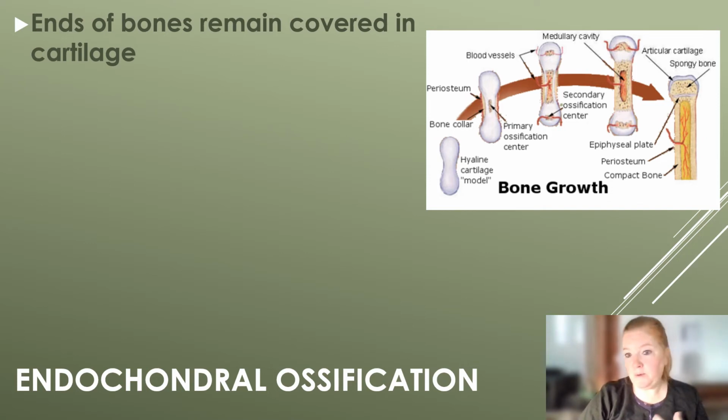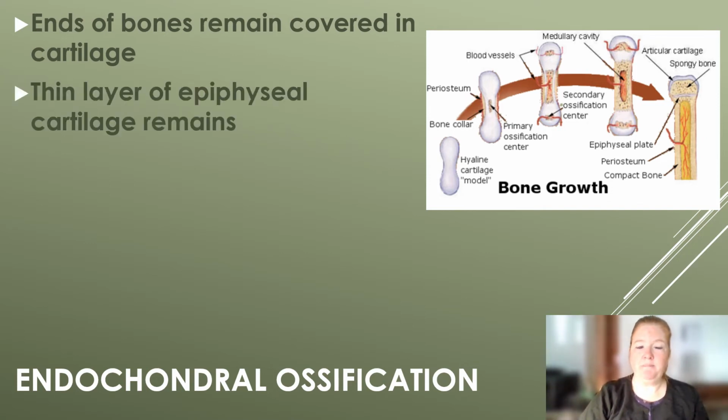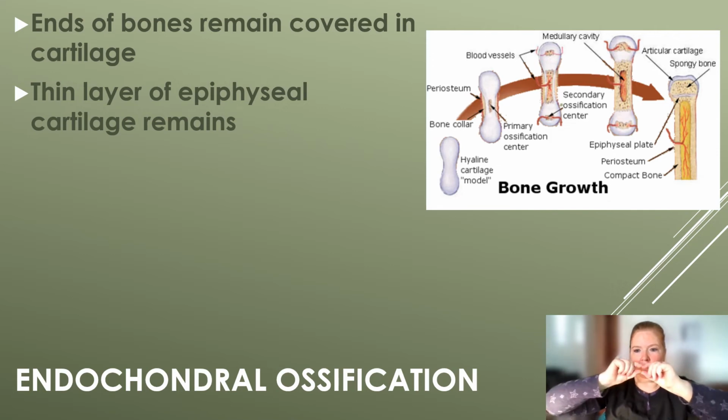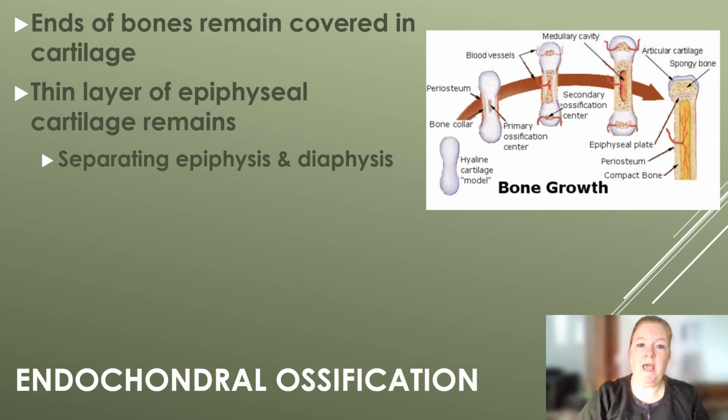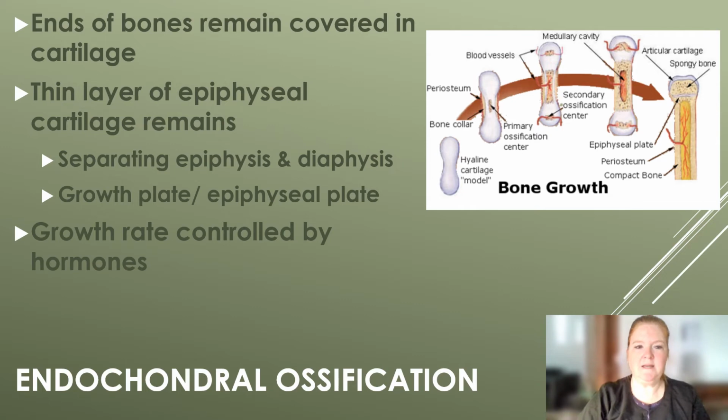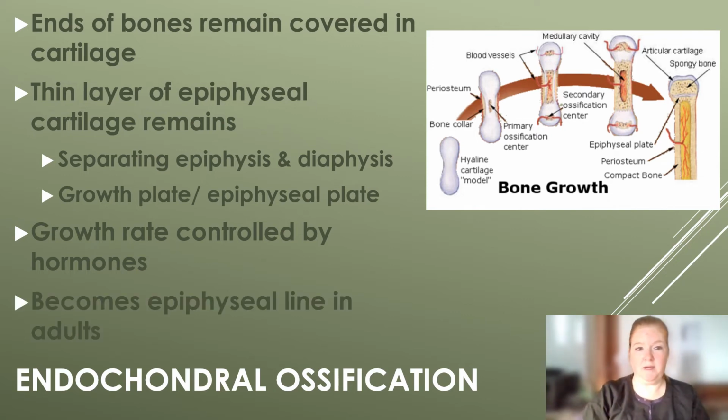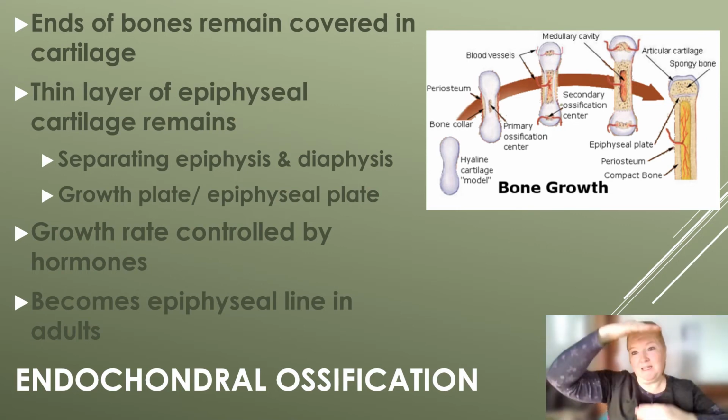So the ends of the bone remain covered in cartilage, but remember I said we're growing starting at the middle and growing up, and starting at the ends and growing down. So we end up with a thin layer of cartilage that separates the epiphysis and the diaphysis. That's your growth plate, or epiphyseal plate. Now, how quickly that cartilage plate grows depends on hormones and all those other factors, okay? It becomes the epiphyseal line in adults, and there's no more growth there. So the danger is if you get a fracture on that epiphyseal line, doctors might be concerned because it could affect the growth in length of your bone.